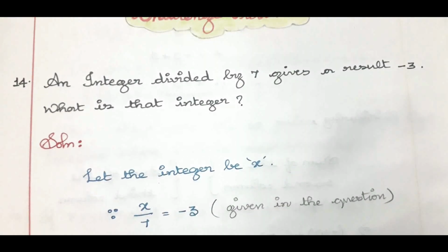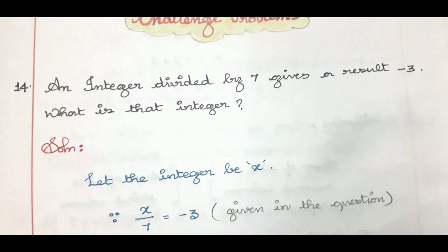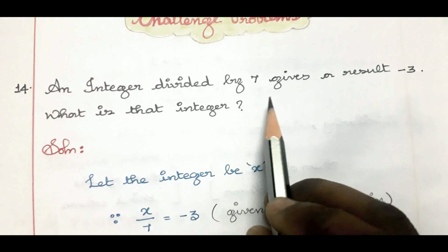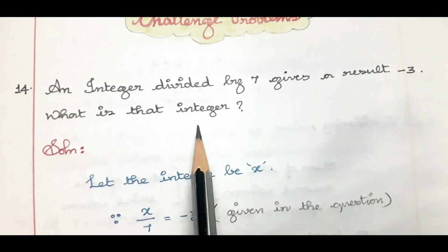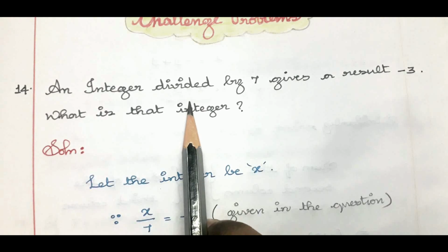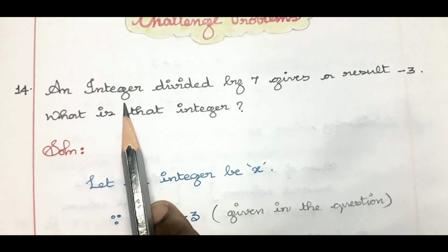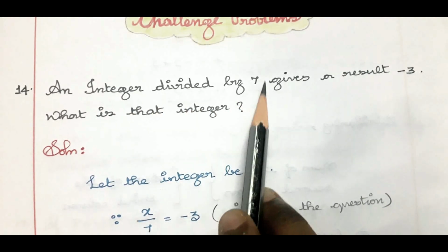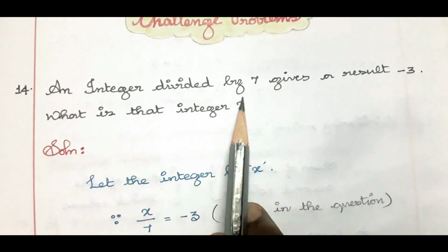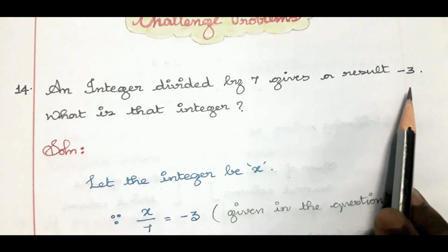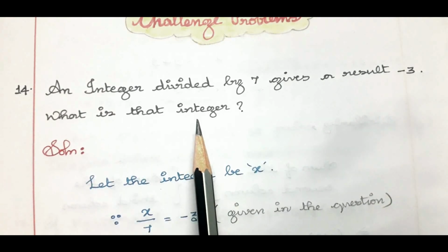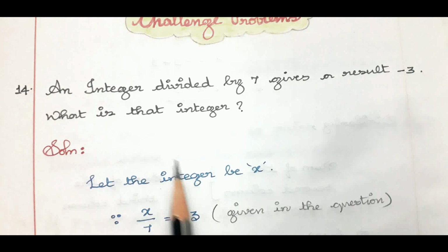Now, the 14th question. An integer divided by 7 gives a result minus 3. What is that integer? Okay, so you know what the integers are. Here they are talking about an integer which is divided by 7. When you divide that integer by 7, you get a result of minus 3. Now they are asking us what that integer is. This integer we need to find.